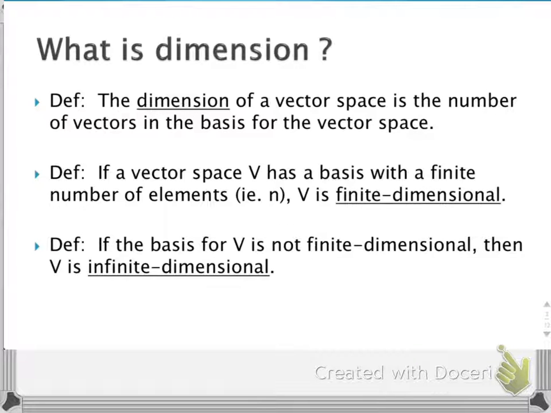Okay, just some basic definitions. So dimension, we've talked about dimension, but now I want to give you a formal definition since we now know what a basis is. The formal definition is that the dimension of a vector space is the number of vectors in the basis for that vector space. So that's how we determine the dimension of a vector space. That's the first definition. The second definition: if a vector space V has a basis with a finite number of elements, i.e. n elements, then we say that that space is finite dimensional. And if it's not finite dimensional, then we call it infinite dimensional.